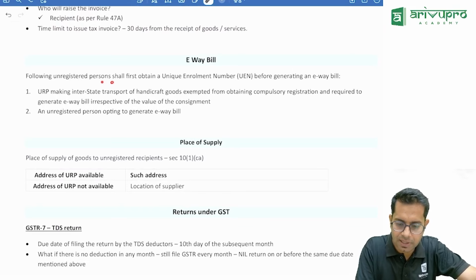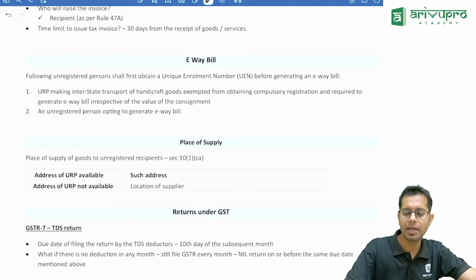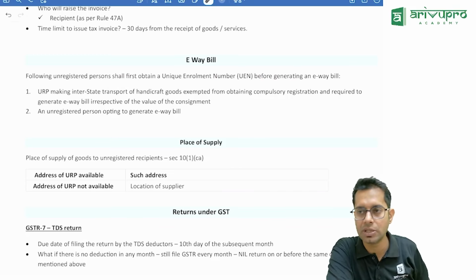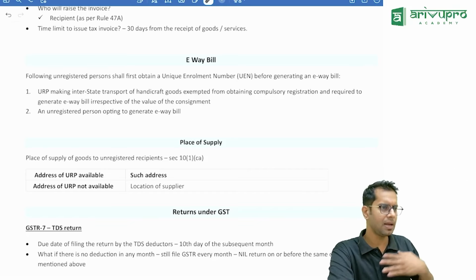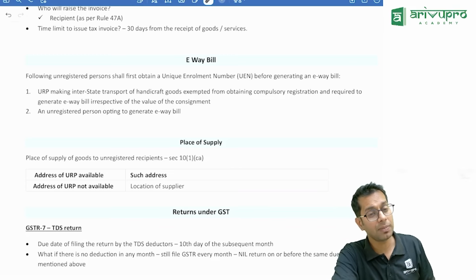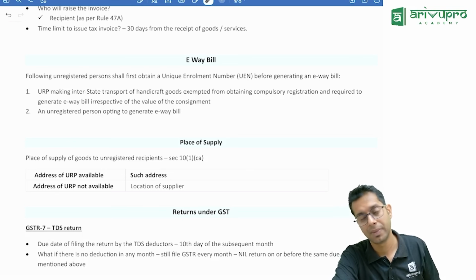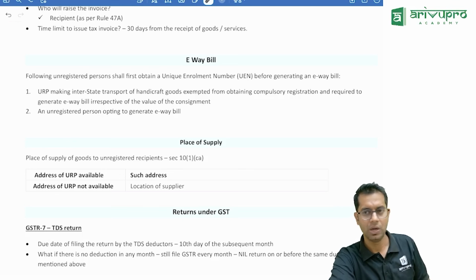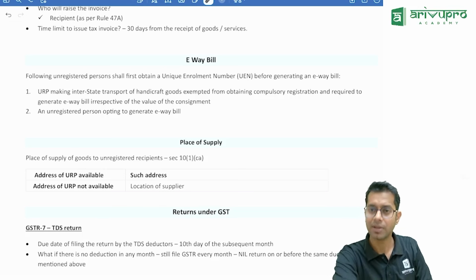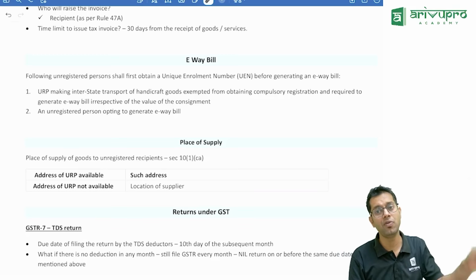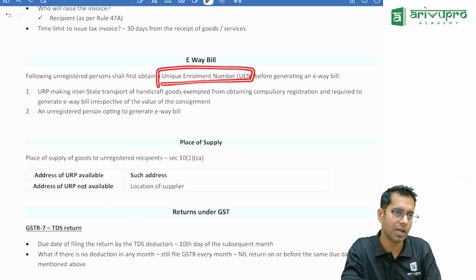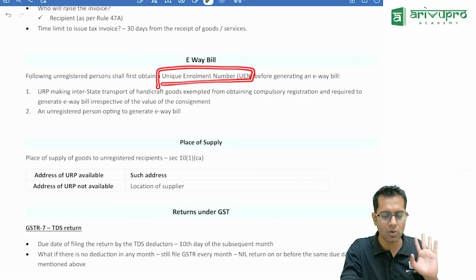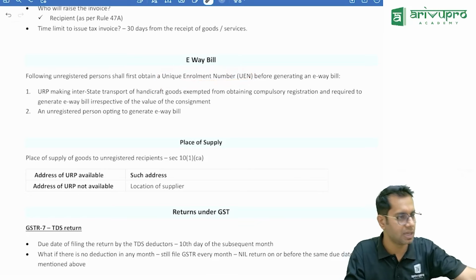The unregistered person shall first obtain a unique enrollment number before generating an invoice. Now, normally, please note, who should generate the invoice? The person who is causing the movement of goods. Correct? Movement of goods can be caused by the supplier, the recipient, or the transporter. Now, sometimes the supplier is an unregistered person. Can an unregistered person generate an e-way bill? Normally, because I am not registered, I will not be able to generate an e-way bill. They are saying, no problem. If you are an unregistered person and you want to generate an e-way bill, you can still do so by obtaining an enrollment number called the unique enrollment number. So by obtaining a unique enrollment number, even an unregistered person can generate the e-way bill.